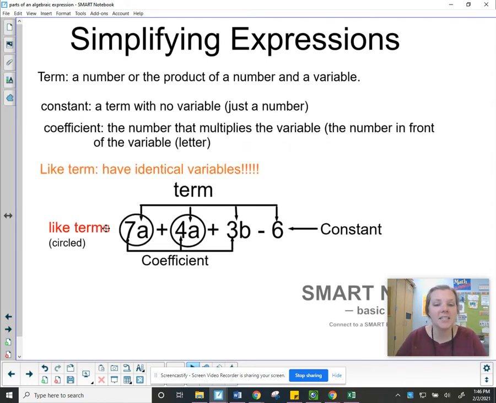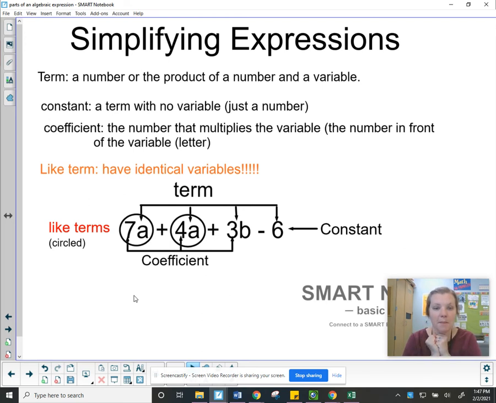Finally, we get to like terms. Like terms are things that we can combine. We're allowed to add like terms. We'll talk about that in class tomorrow. But like terms have matching variables. They have identical variables. So if we look at 7a and 4a, those are like terms because they both have an a as their letter.